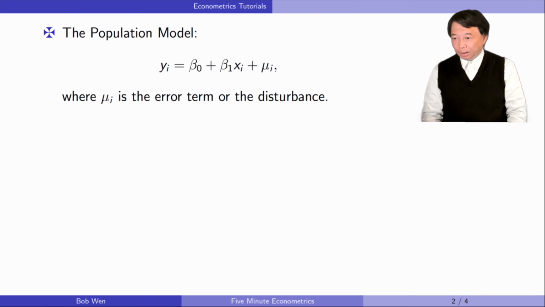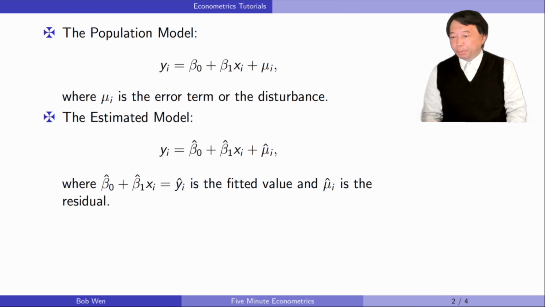We can write the population model as y_i equals beta 0 plus beta 1 times x_i plus mu_i, where the subscript i represents the ith observation. mu_i is the error term or the disturbance of the ith observation. y_i and x_i are the outcome variable and the explanatory variable for the ith observation.